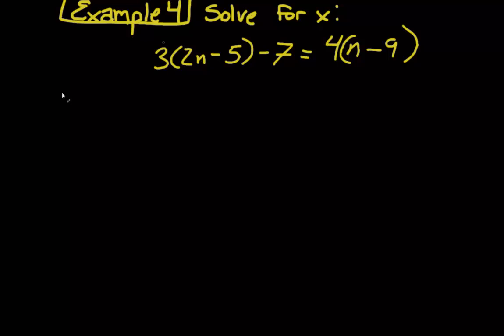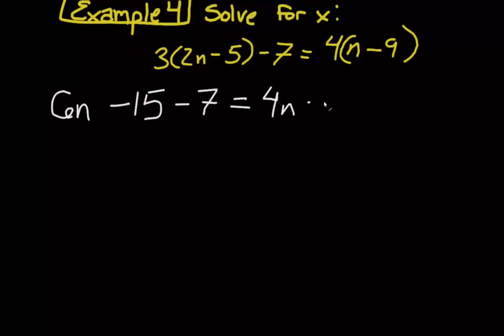Okay guys, so 3 times 2n we know is going to be 6n. And 3 times negative 5 is going to be negative 15. And then we've got that negative 7 left over on the left side. Equals 4 times n is 4n. And 4 times negative 9 is negative 36.